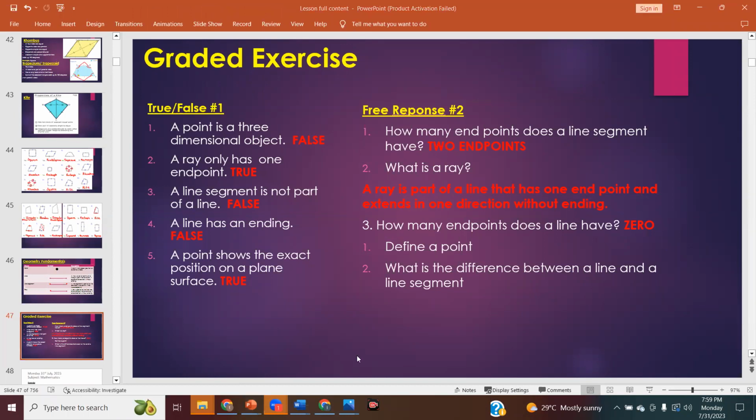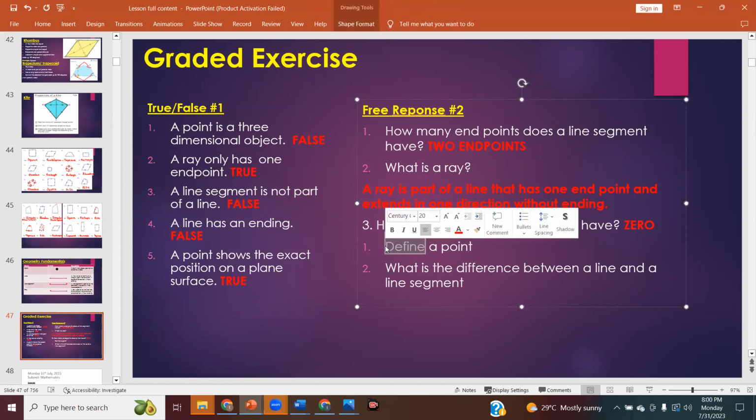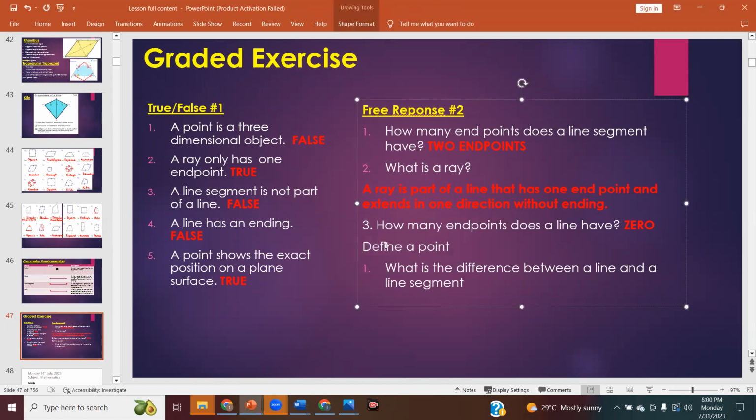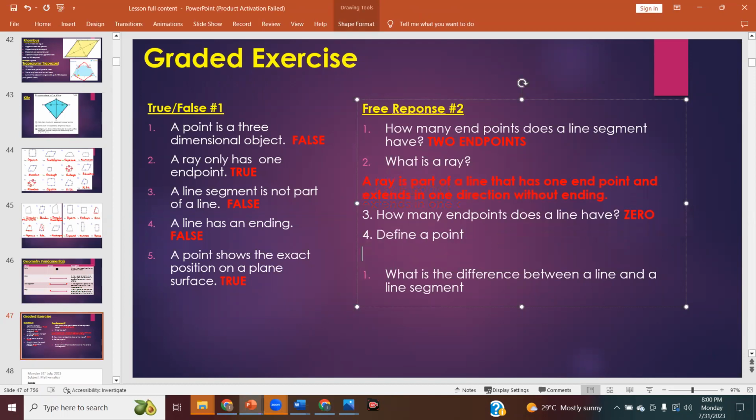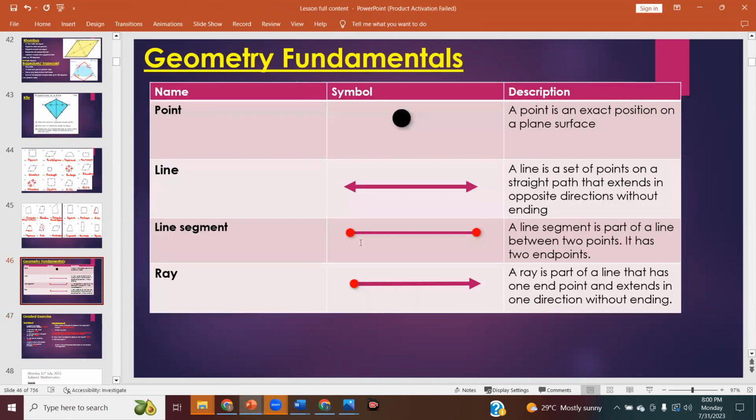Number 4 goes to Olivia. Define a point. A point shows the exact position on a plane surface. Okay, good. So a point is an exact position on the plane surface. That's what a point is.